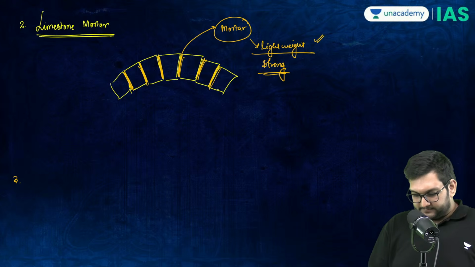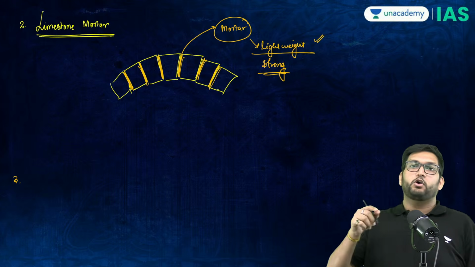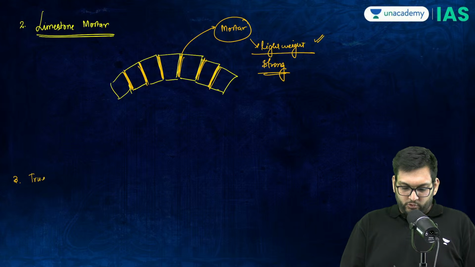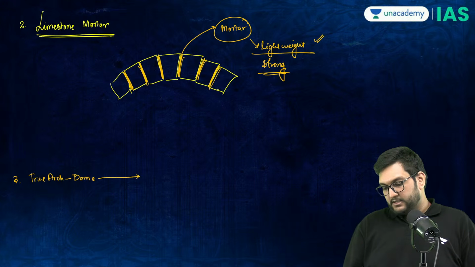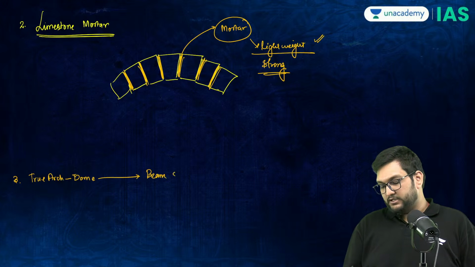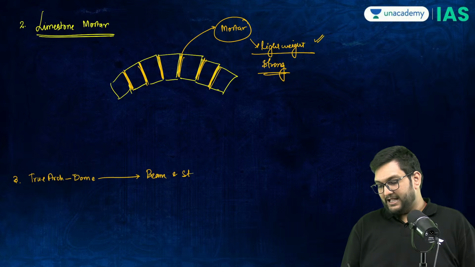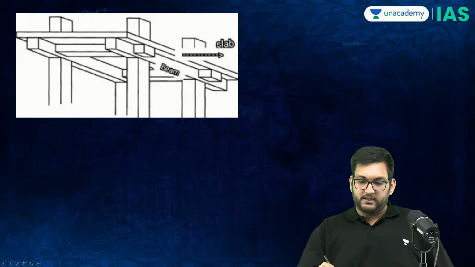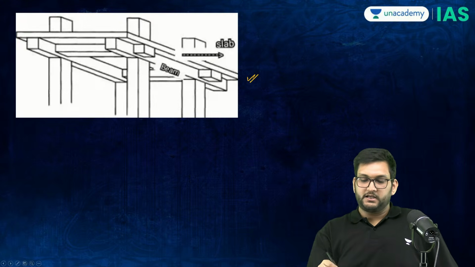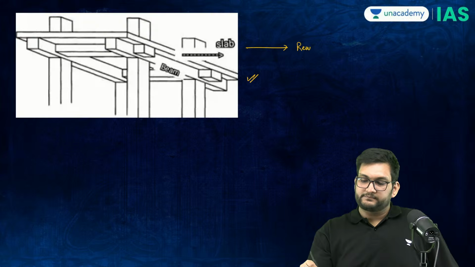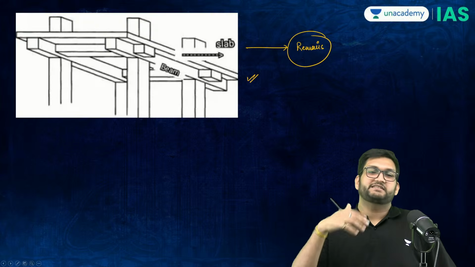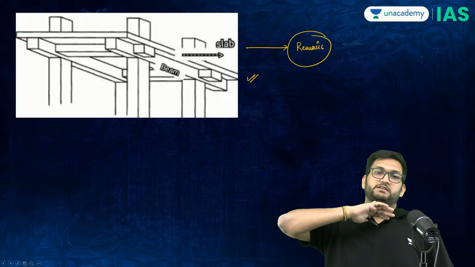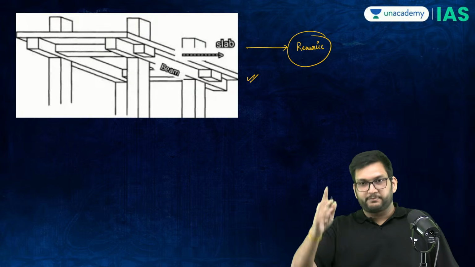Third is that just because true arch and true dome came, that does not mean that beam and lintel structures did not remain. Beam and slab structures, what are called trabeate structures, which you see here, this still remains and it still persists. It's not that it just vanishes one day, it still persists.